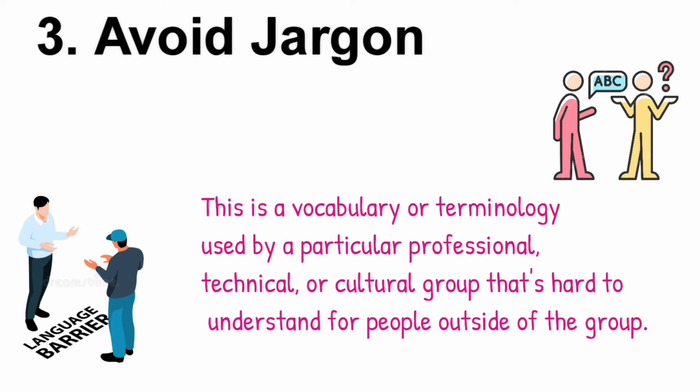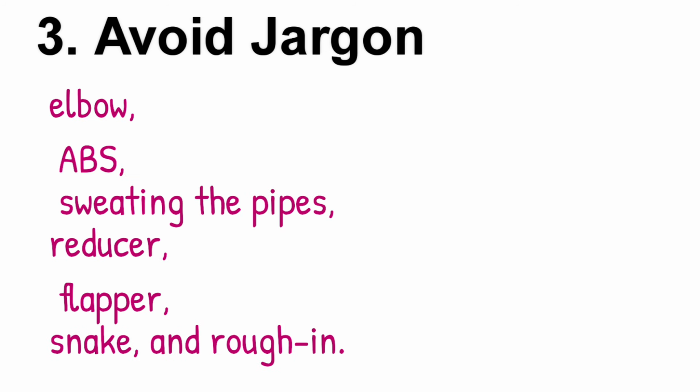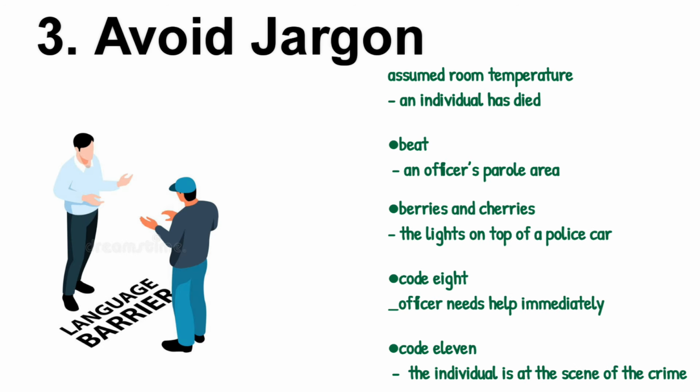It's a very big language barrier. Do not use jargon, because what you mean might not be of the same understanding to me. For instance, plumbers have a list of words such as elbow. Elbow and snakes in plumbing mean something different. So please avoid jargon. For instance, in medical terms, somebody can say "assumed room temperature." This means that an individual has died.